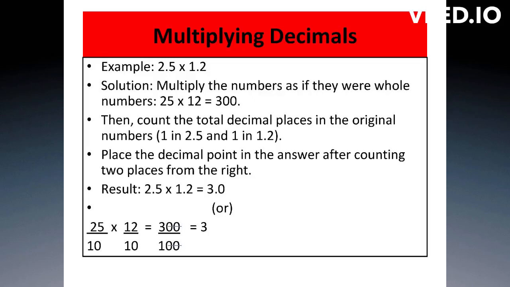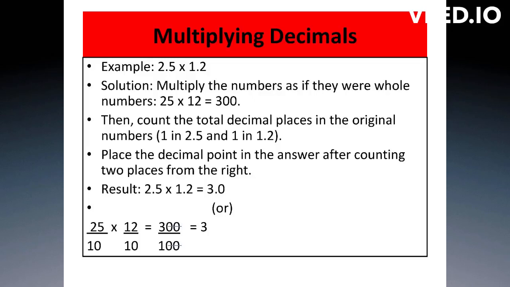First you just ignore the point, and multiply the two numbers, that is 25 into 12. You will get the answer as 300. Now look here, children, in 2.5 how many decimal places do we have? One, right? In 1.2 also we have one decimal place.